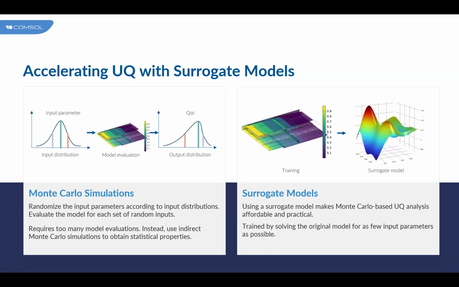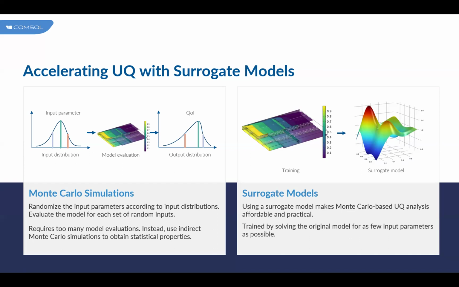Uncertainty quantification often relies on Monte Carlo simulations, where input parameters are randomized based on probability distributions. The model is often evaluated multiple times for different inputs, allowing us to estimate statistical properties of the selected outputs. We usually call the latter quantities of interest, or just QOI. The challenge is that Monte Carlo methods require an extremely high number of simulations, which can be computationally expensive, especially for complex physics-based models. To make this process more efficient, we use surrogate models in COMSOL.